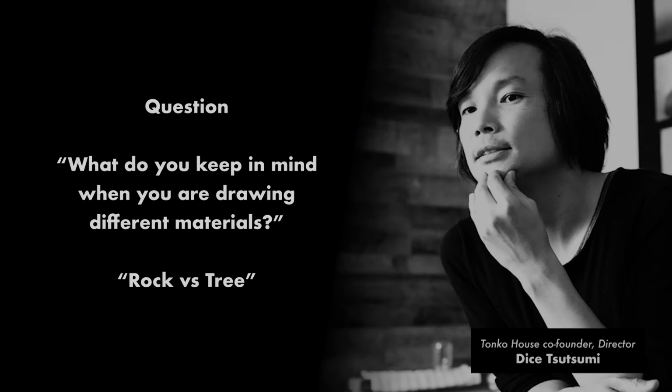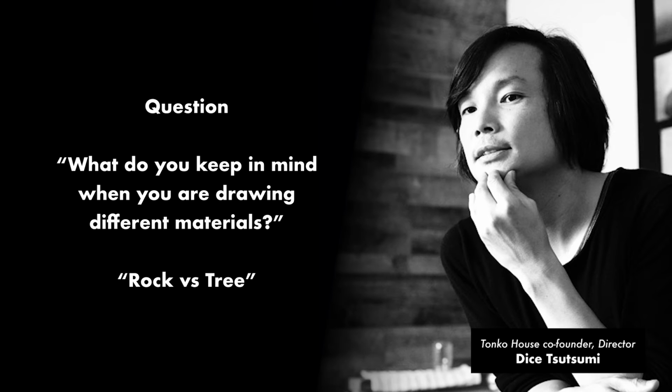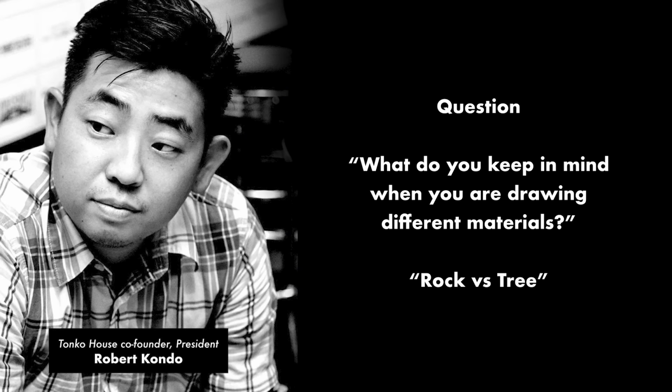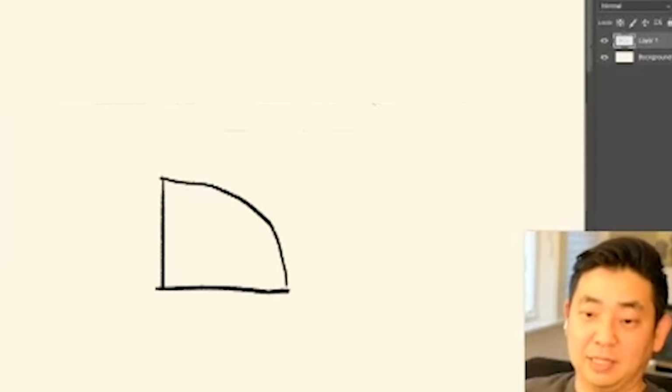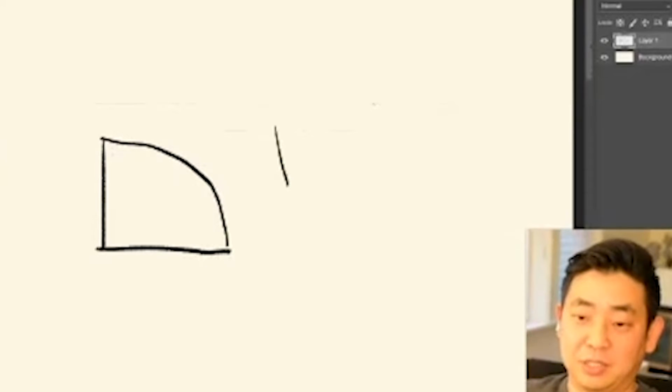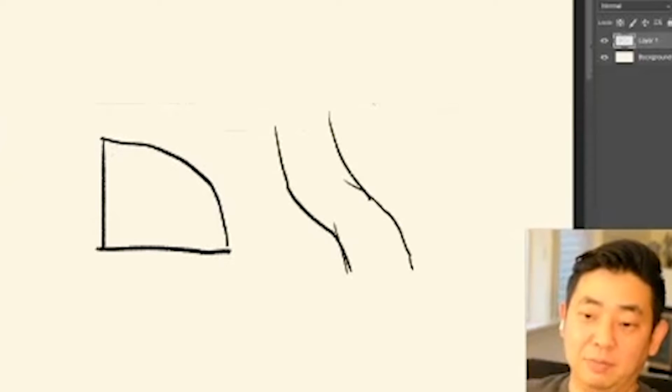If you could talk about what's important to you when you're drawing, what do you keep in mind if you have to describe materials, surface quality of the thing that you're drawing? You mean like rock versus tree versus that? Yeah, exactly. With the rock, for instance, I think about the fact that it's something like this, right? If it's a tree, I think about it in simple terms as something with rhythm.